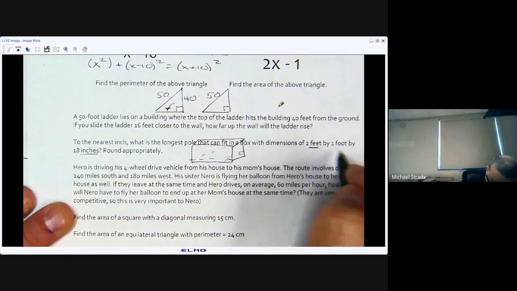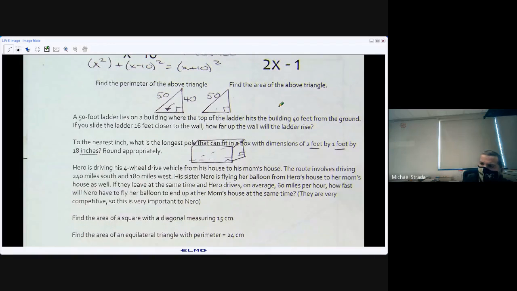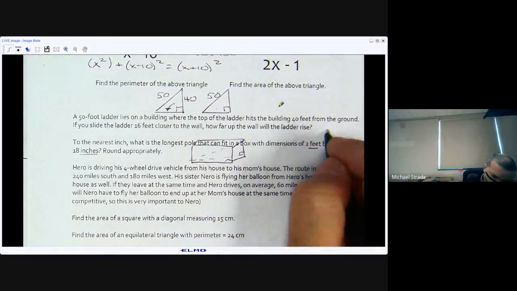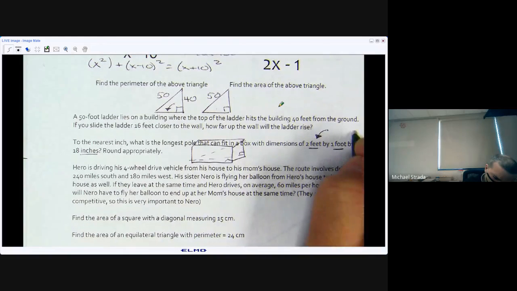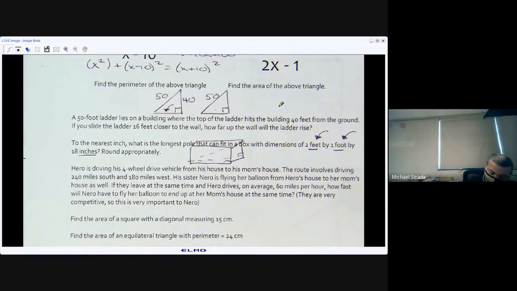We got feet and feet there. So that means we got to convert. Even though it makes your numbers bigger, this is one of the rare instances that I would convert those into inches. You can convert that into feet. You're going to have a decimal.